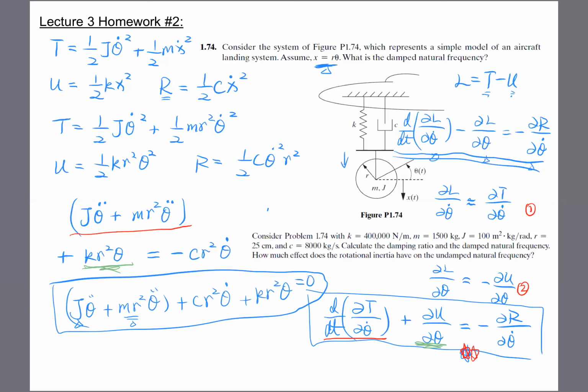So then if you check the units of your coefficients, they should be the same. And then the next step is, I'm giving you all these parameters. You need to tell me the damping ratio and damped natural frequency. So what you can do is replace the J, mr squared, cr squared, kr squared by these numbers, and then go to your lecture number 3 notes, and then find out the natural frequency.